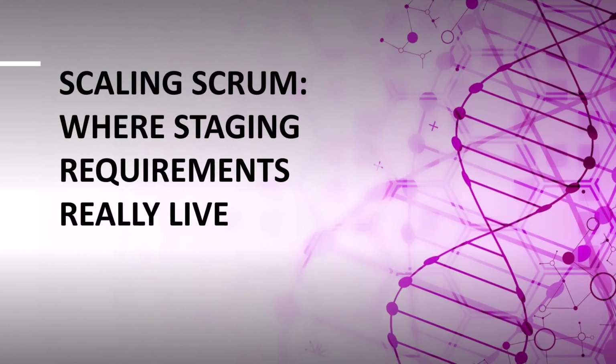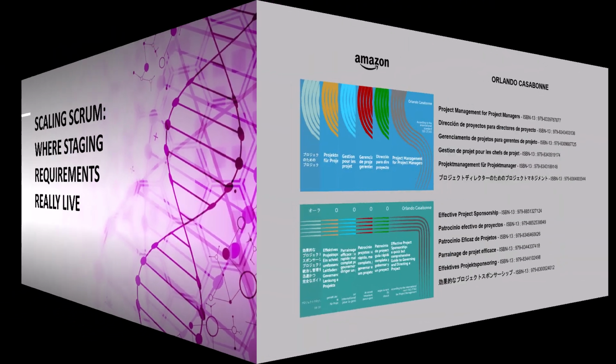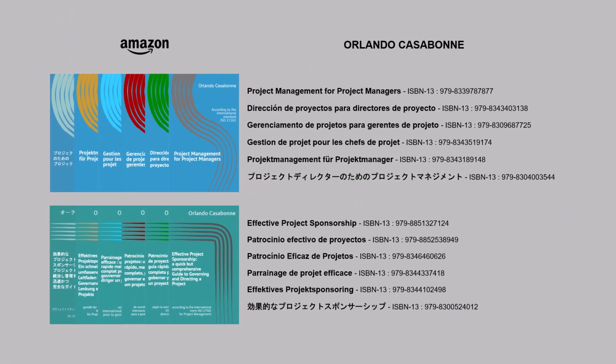Today, we're going deep on something that I think trips up a lot of people, and that's where you document staging requirements within a project. So, where do those specifics go? It's a really important point, because if you don't get that right, then everything else can kind of fall apart. Absolutely. You've shared some material with me. We're going to dig into that and see if we can get some clarity. This deep dive is based on the book Project Management for Project Managers by Orlando Casabone.